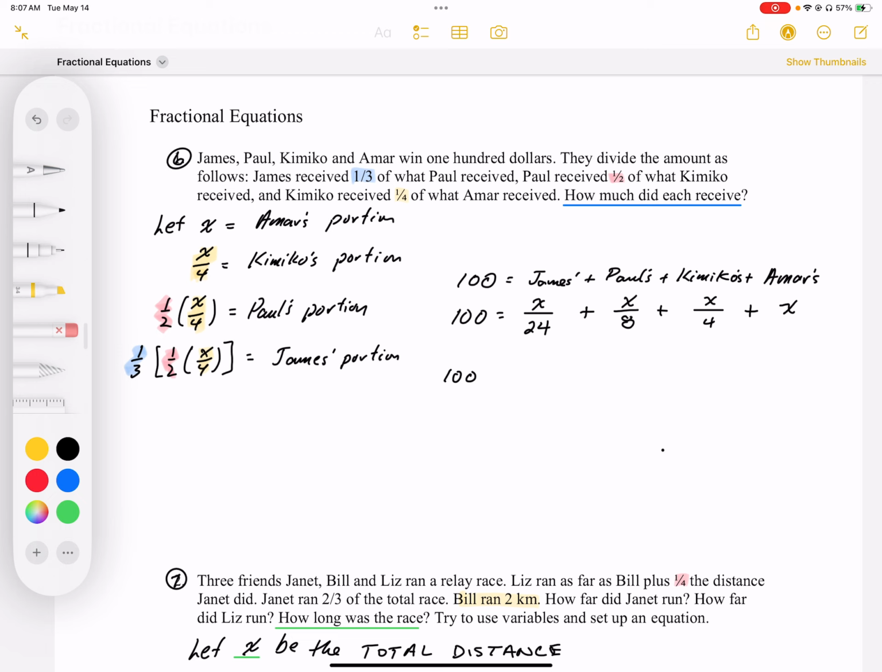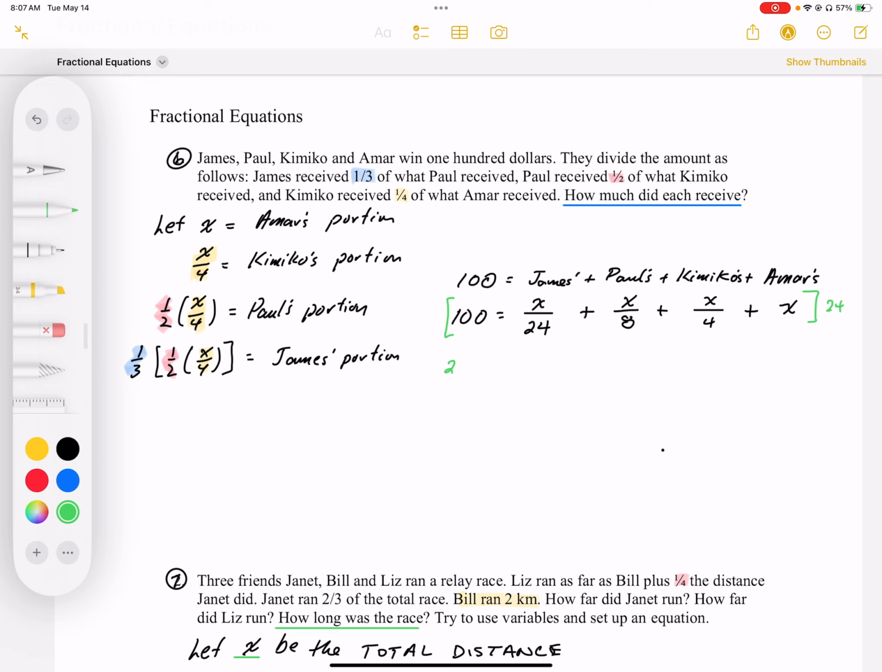Okay, so then I need a common denominator to add these fractions together. Or you can multiply through by the common denominator. In fact, let's do that. Let's eliminate the fraction by multiplying through. We're going to multiply by the common denominator of 24.